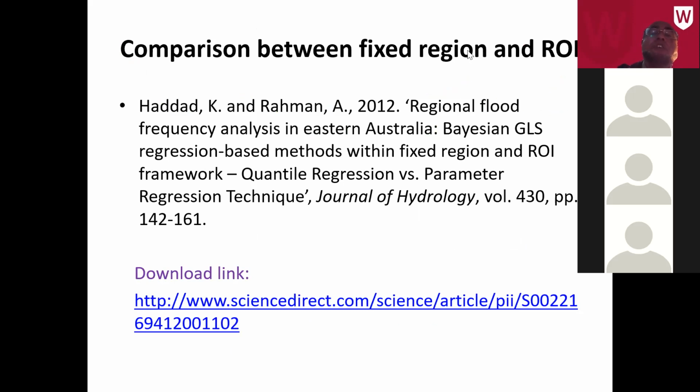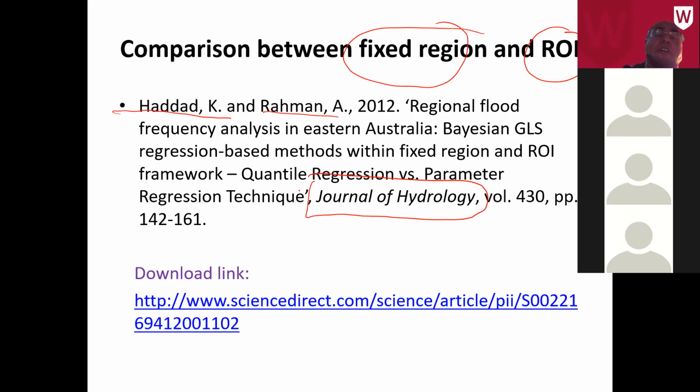In this paper, we compared the fixed region and the ROI, region of influence, approach, by my former PhD student Khaled Haddad and myself. This is one of the key papers in regional flood frequency analysis, published in the Journal of Hydrology. It is one of the most cited and important papers. And this technique has now been adopted in Canada and some other countries as well, based on this paper.